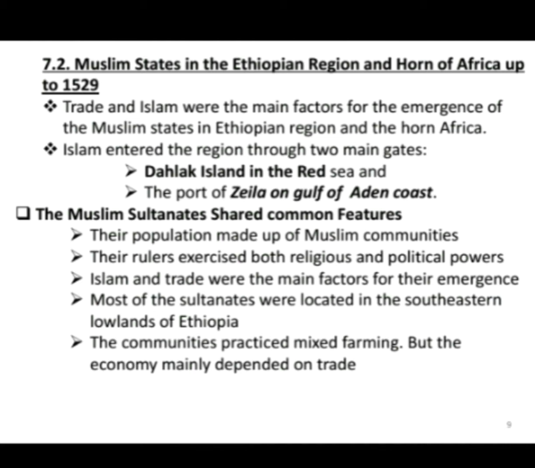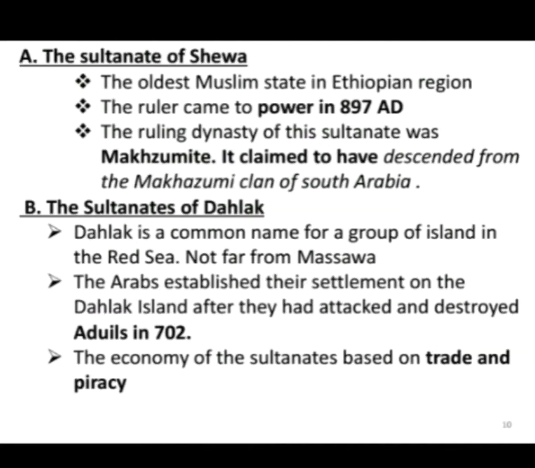And the third one is that Islam and trade were the main factors for the emergence of states, or for the emergence of Muslim sultanates. And the fourth one, most of the sultanates were located in the southeastern lowland part of Ethiopia, or the eastern peripheries of Ethiopia. The community practiced mixed farming, but the economy mainly depended on trading activity.